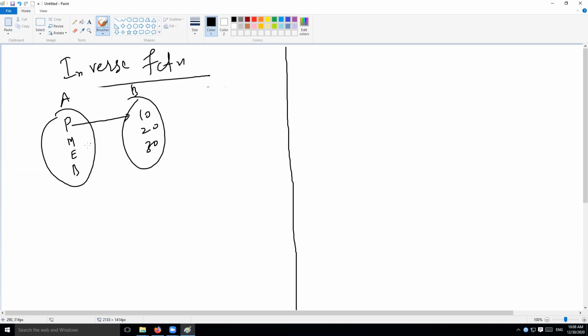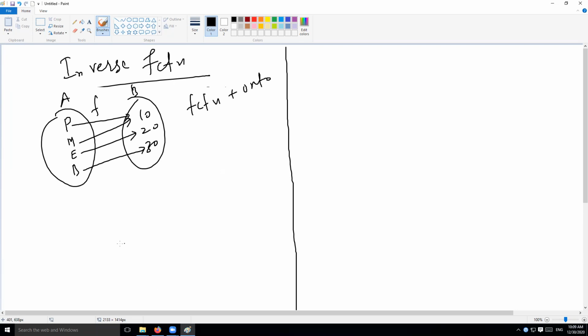That physics is 10, math is also 10, English is 20, and biology is 30. Okay. And this assignment is f actually. What are some of the properties of this function? First of all, this is a function. You agree that this is a function? Yes, sir. Okay. And this is also onto. Yes, sir. All right. Okay.